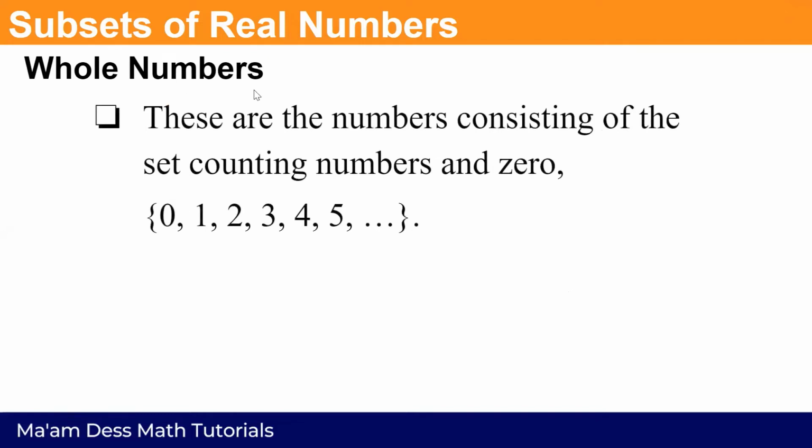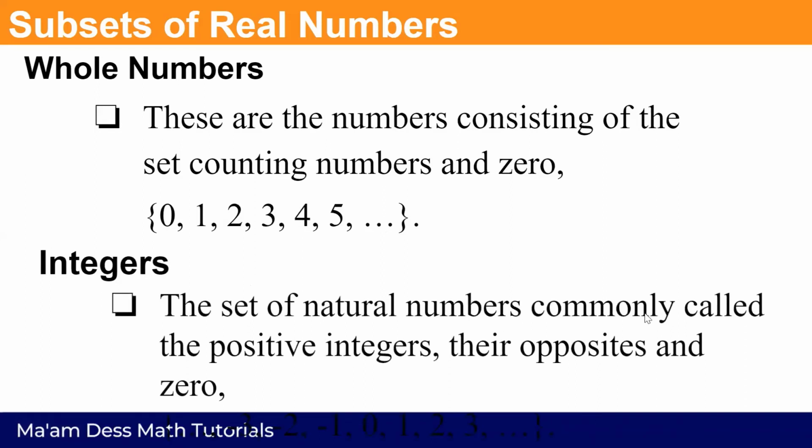The next one are whole numbers. These are the numbers consisting of the set counting numbers and 0. Start from 0, 1, 2, 3, 4, 5, and so on. Okay, so ang whole numbers, tandaan po natin, ito ay magsisimula sa 0. Integers. The set of natural numbers commonly called the positive integers, their opposites, and 0.